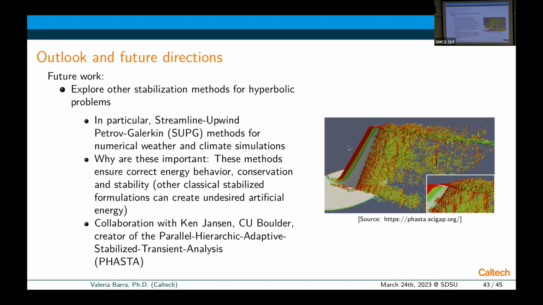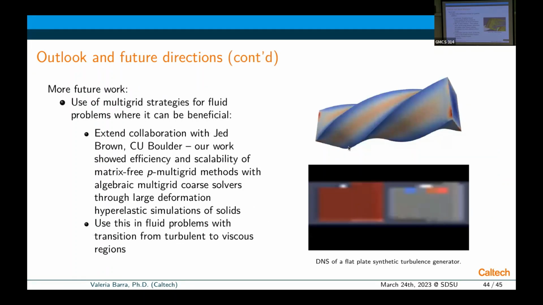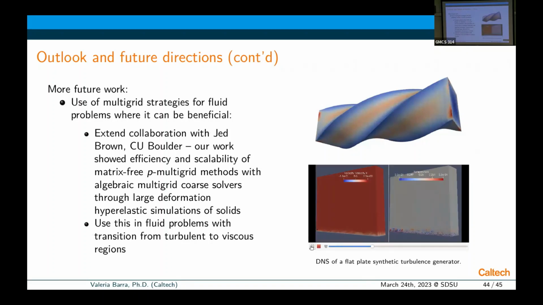So we started this collaboration with Ken Jansen at CU Boulder, who is a pioneer in the SUPG community in aerospace engineering. And I would like to extend that. Another stream of work that I started in collaboration, again, with CU Boulder was matrix-free p-multigrid methods. In this case, it was for the solid mechanics example that I showed earlier. But I would like to extend these solvers for the class of problems in fluids where this could be beneficial.